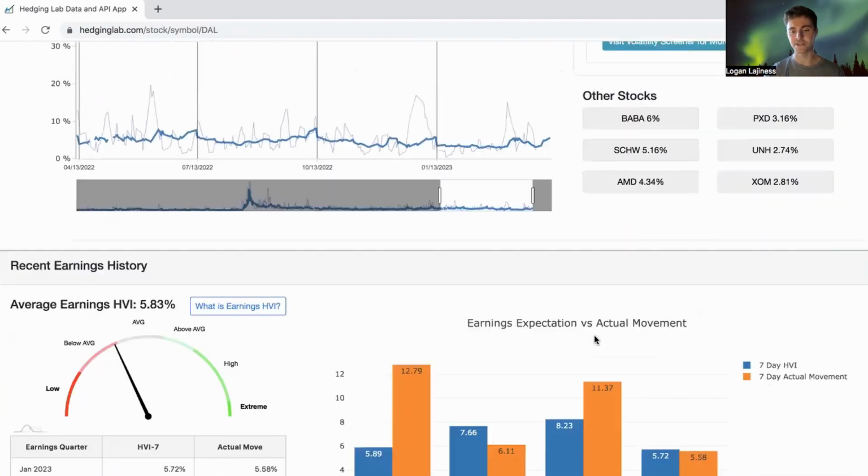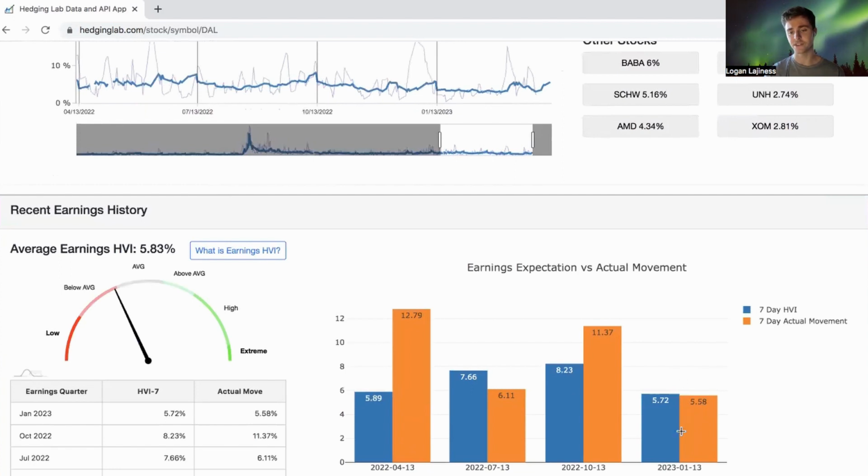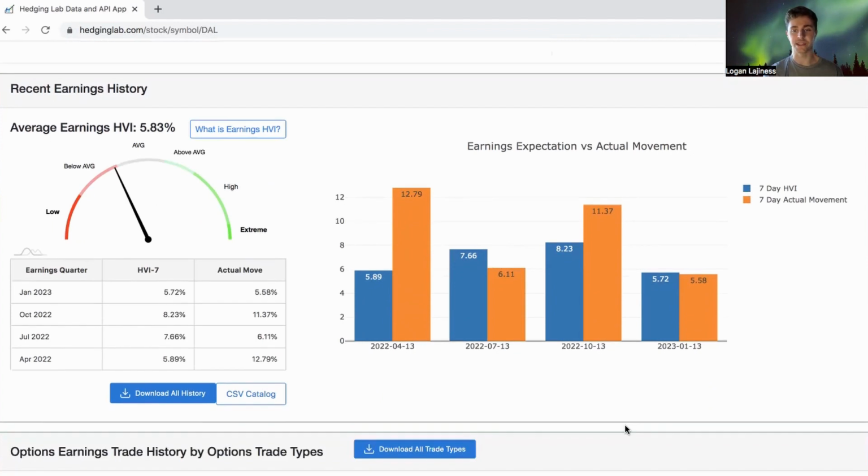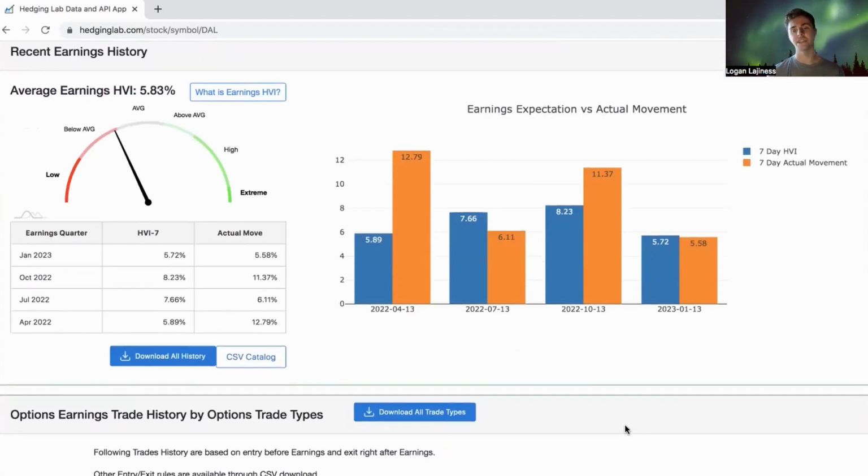You can take a look at some of the other stocks, but here's also, if we take a look, the last time they announced earnings on January 13th, right here, look at that 7-day movement, and their 7-day Hedging Lab volatility index showed the exact same, right? Now they're a little off back here, right, from the actual movement and over here. But with the most recent report, you could also use that to say, okay, if I think it's going to stay true to what Hedging Lab's providing me, I'm going to trade XYZ strategy.